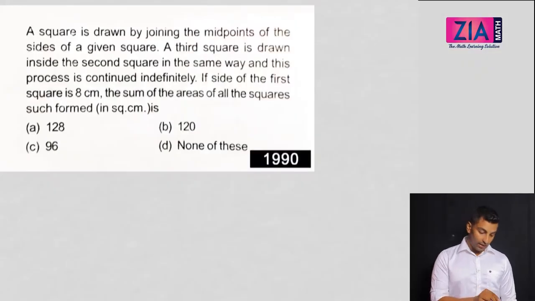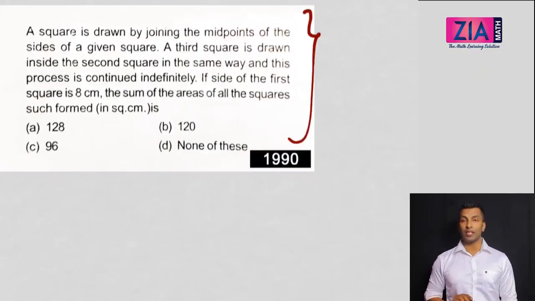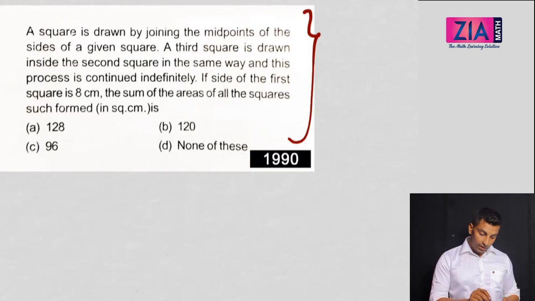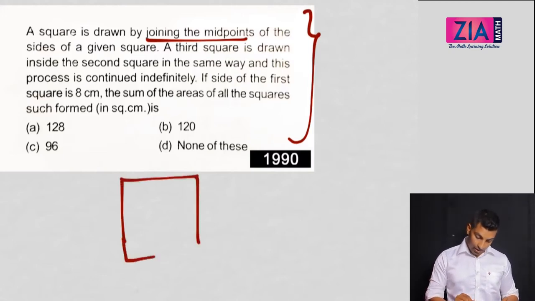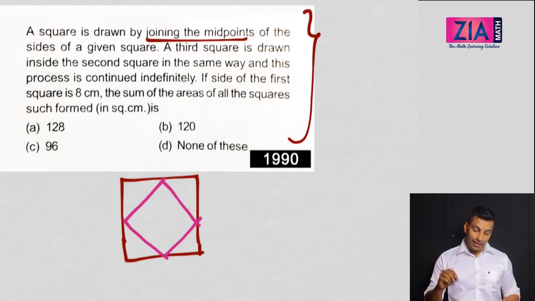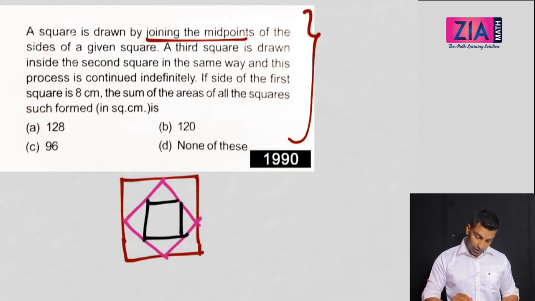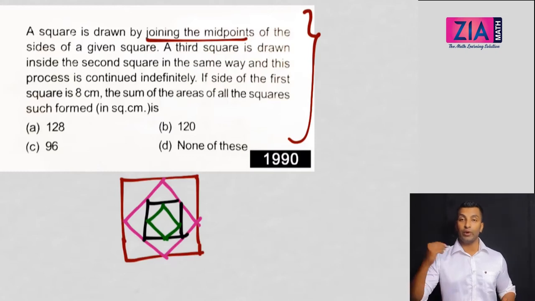Now again, we have discussed the concept related to this question in the previous discussion. So take a minute and solve this question. Very easy question. What is given? A square is drawn by joining the midpoints of the sides of the given square. So you have a square, and you join the midpoints and you will get another square. The third square is drawn inside the second square in the same way, and this process is continued indefinitely. So again you join the midpoints like this, you get the third square, then the fourth square, the fifth square, and it continues indefinitely.